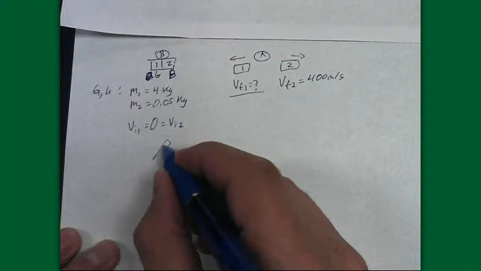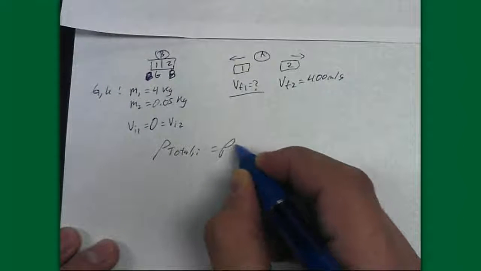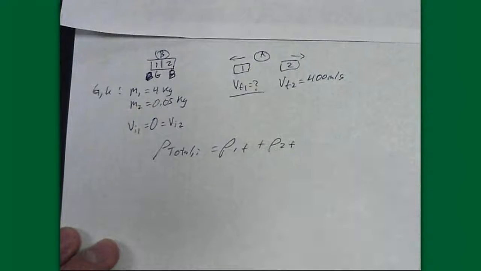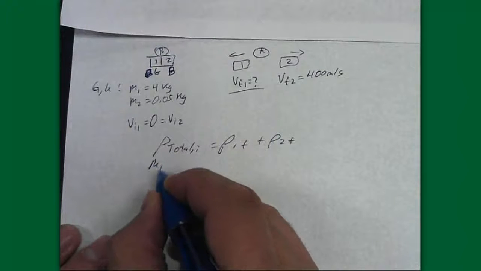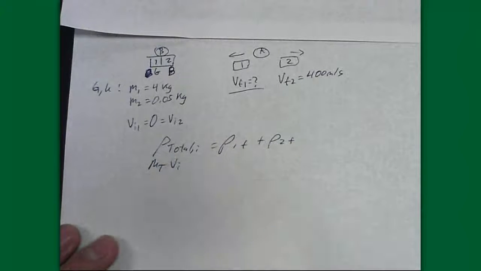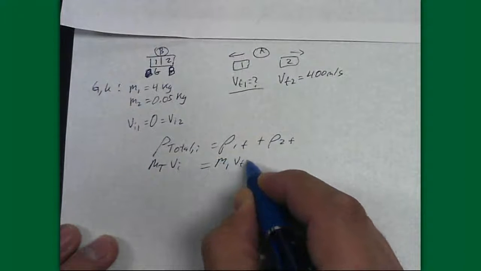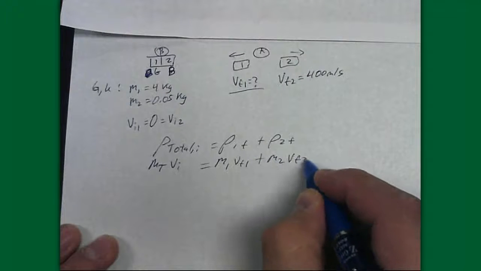So to begin with, I have one object, so I know that p total initially is equal to p1 final plus p2 final. And to flesh that out, that would mean that the mass total times the initial velocity is equal to the mass of 1 times the final velocity of 1 plus the mass 2 times the final velocity of 2.